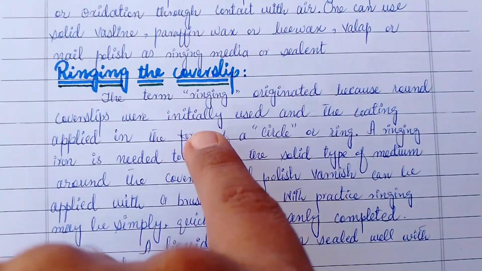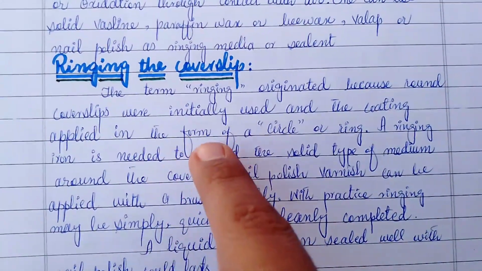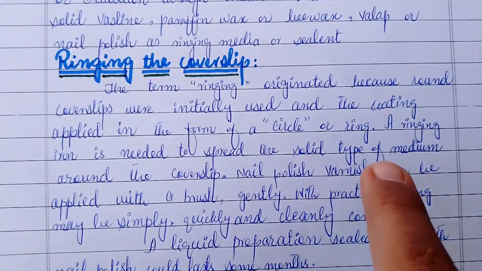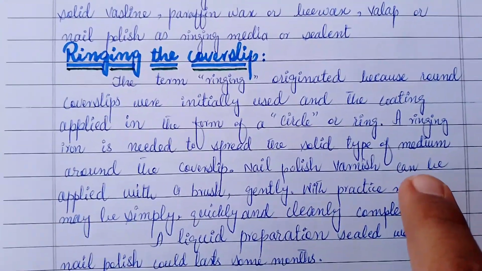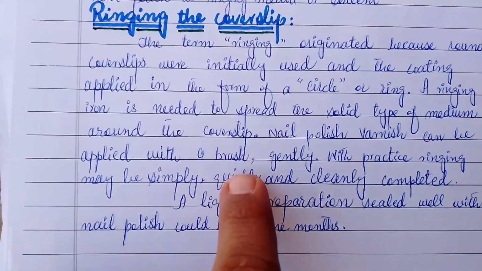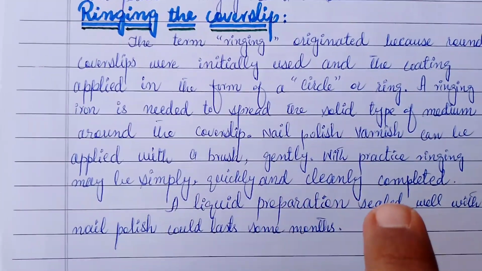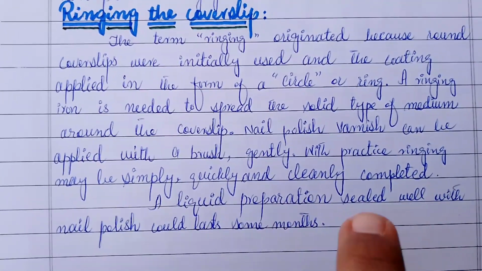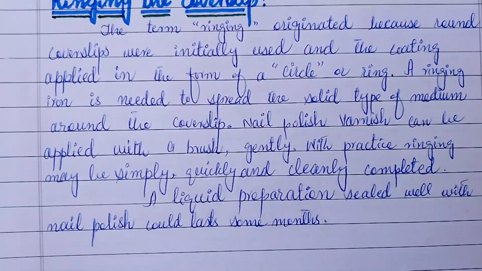Ringing the cover slip. The term ringing originated because round cover slips were initially used and the coating was applied in the form of a circle or ring. A ringing iron is needed to spread the solid type of media around the cover slip. Nail polish varnish can be applied with a brush gently. With practice, ringing may be completed simply, quickly and cleanly. A liquid preparation sealed well with nail polish could last some months.